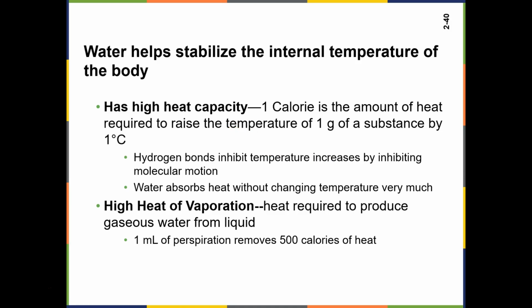Water is able to maintain its temperature. So it takes a lot of energy to heat water up by 1 degree. And because of that, water tends to maintain temperature. So our body temperature doesn't fluctuate greatly. When we get cold, our body temperature doesn't actually drop super low. And when we get hot, our body temperature doesn't actually increase.